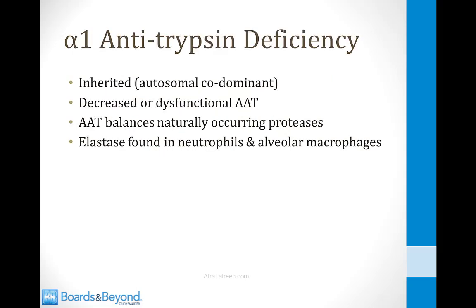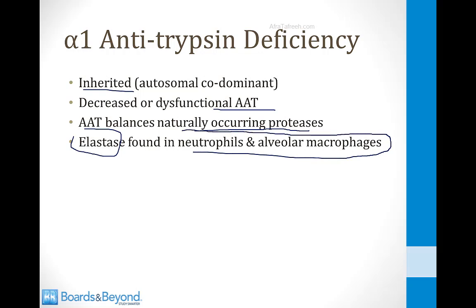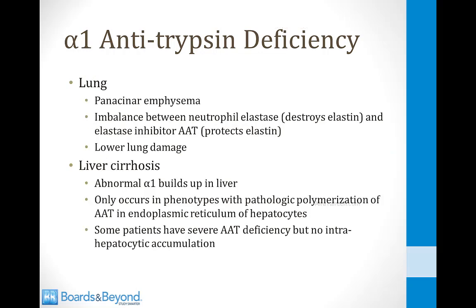Next, let's discuss alpha-1 antitrypsin deficiency. So recall that most emphysema comes from smoking, but there is a very rare form caused by deficiency of antitrypsins. This is an inherited disease, and people who have this condition have decreased or dysfunctional antitrypsins. And remember that the antitrypsins balance the naturally occurring proteases in the lungs. The most important of these is elastase, which is found in neutrophils and alveolar macrophages, and it's always present to a small degree in the lungs. As long as you have antitrypsin around, it won't cause any damage, but if you lose your antitrypsin, then it can cause lung damage.